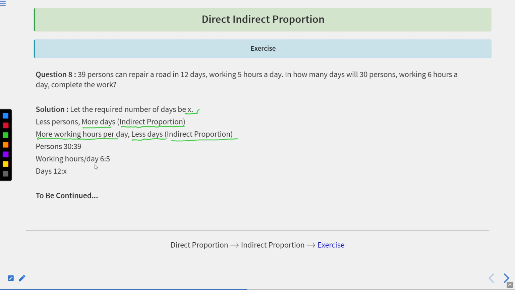So the people are in ratio 30 is to 39 and working hours per day is in ratio 6 is to 5. So days is 12 is to x.